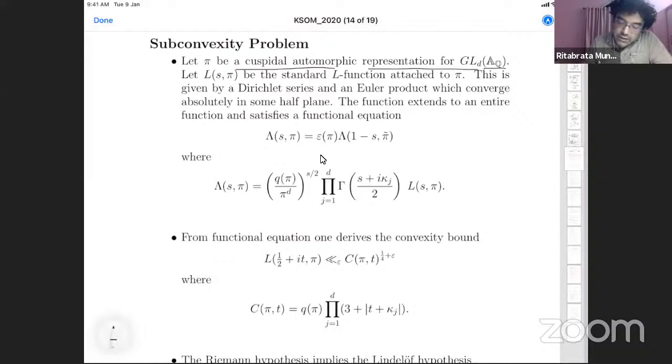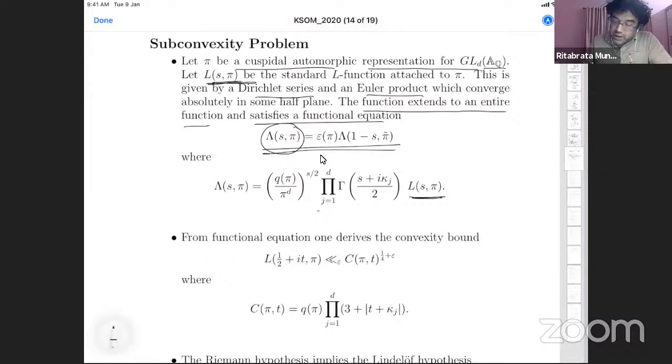And then there is an L-function associated with it, which is L(s, pi). This has a Dirichlet series expansion and an Euler product in a certain half plane. And we know in generality that it extends to an entire function and satisfies a certain functional equation, which looks like this. This is a Riemann type functional equation, where the Lambda(s, pi) are completed L-functions, so you have the L(s, pi) multiplied by some gamma factors.